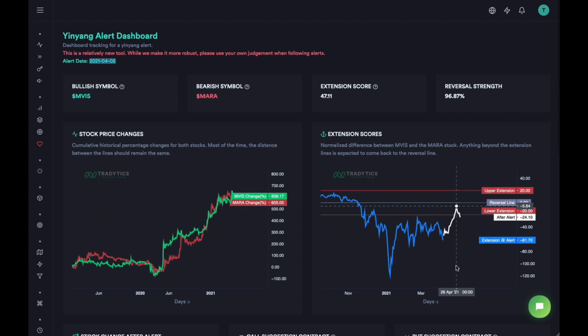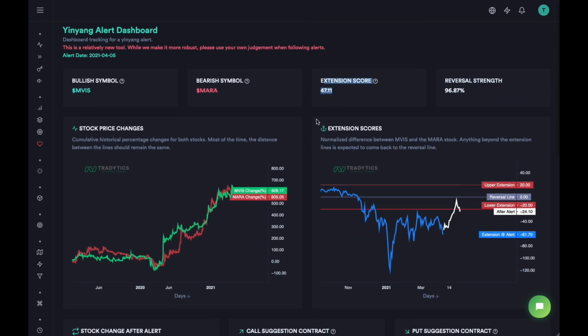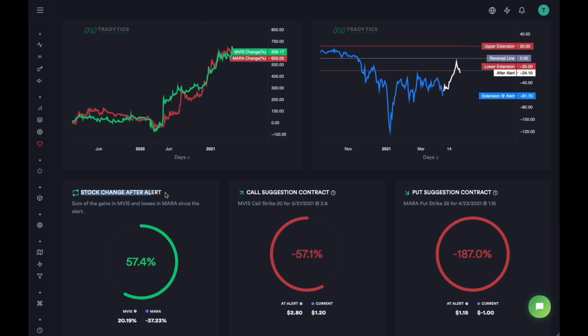These are not predictions. We are just basing everything on statistical properties of two pairs always moving with each other. Whenever those statistical properties break, we think that they are going to revert back to the normal properties, and that's where we post the trade idea. With these trade ideas, the reversal strength was really high, and the extension score was pretty high as well. We also post the stock change.